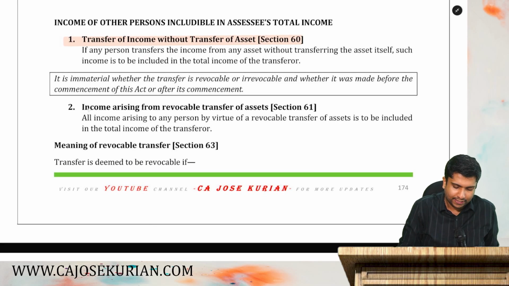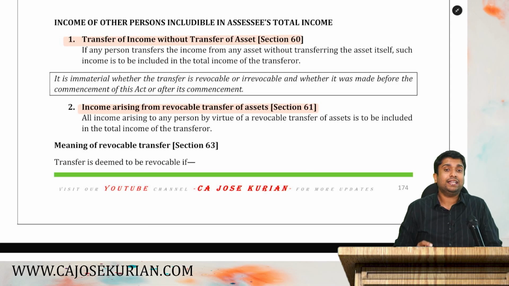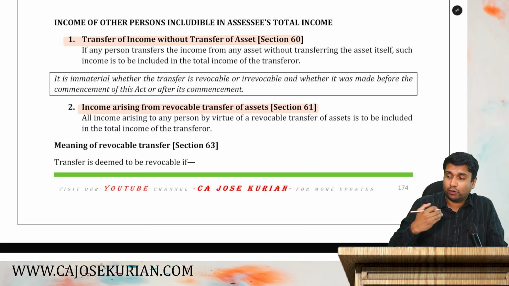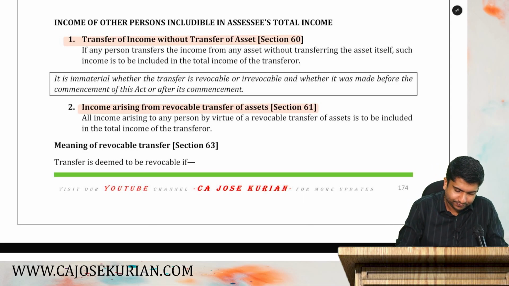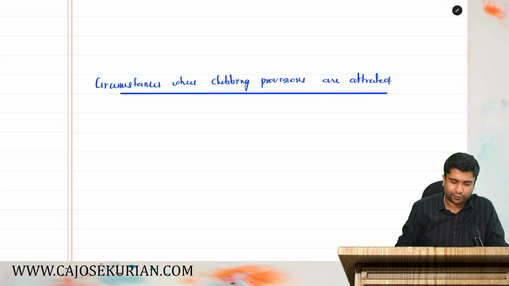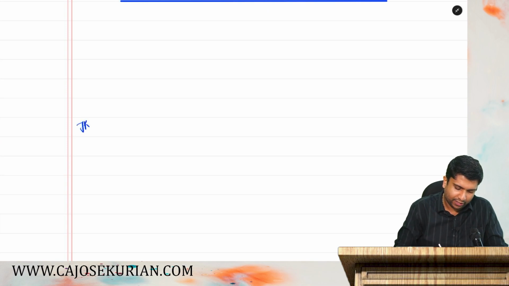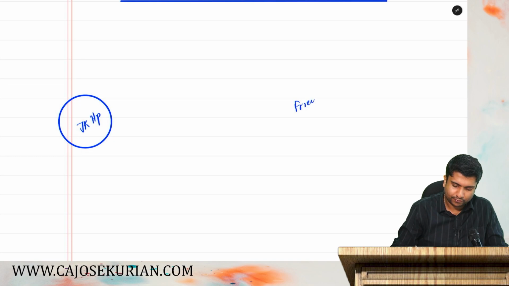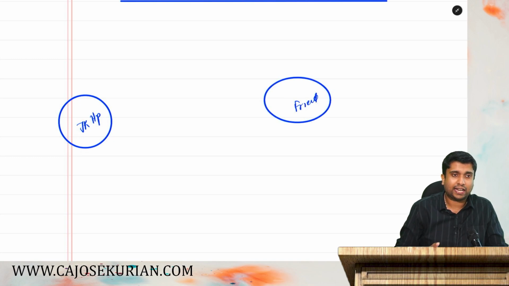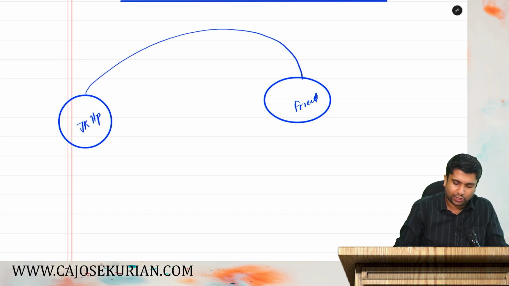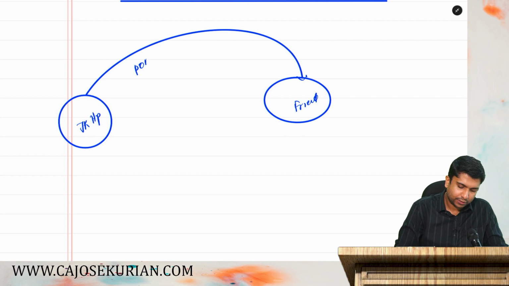Now let's go with the other provisions. The second point is income arising from revocable transfer of asset. What do you mean by that? Listen, I'll give you one example for understanding what a revocable transfer of asset is. Say, for example, JK has a house property and there is his friend. I told the friend that I will not transfer that 5 lakh to your name. Rather, I will transfer that particular house property itself in your name by way of power of attorney, which is revocable.